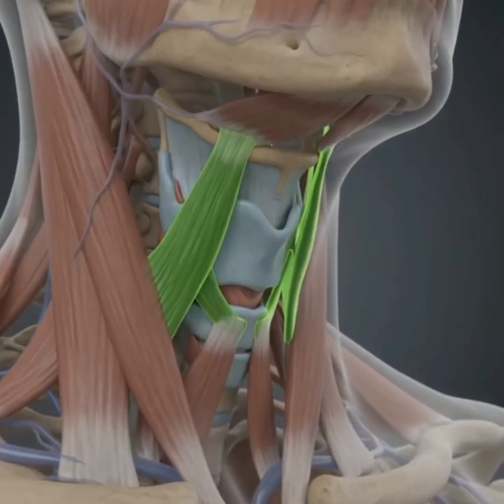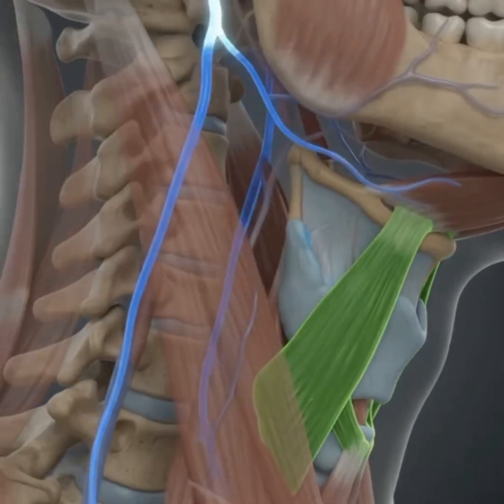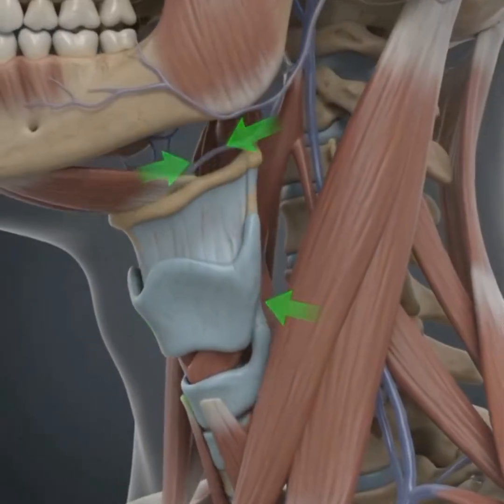The thyrohyoid is a short strap muscle. It connects the thyroid cartilage to the hyoid bone. It is innervated by C1 fibers riding with the hypoglossal nerve. With the hyoid fixed, it elevates the larynx.